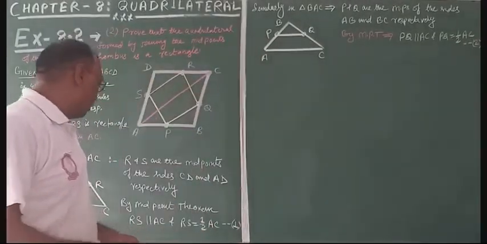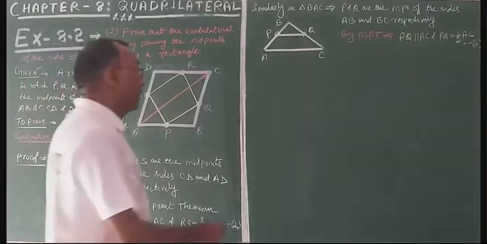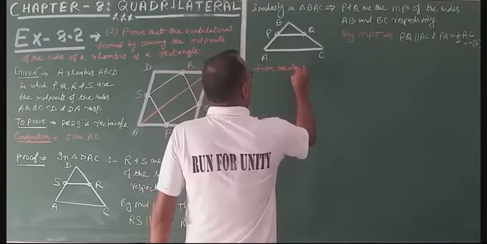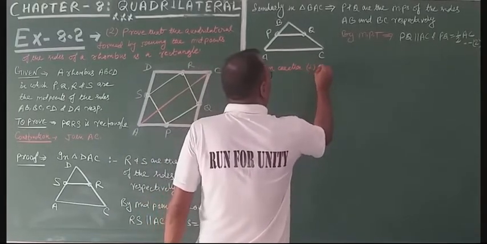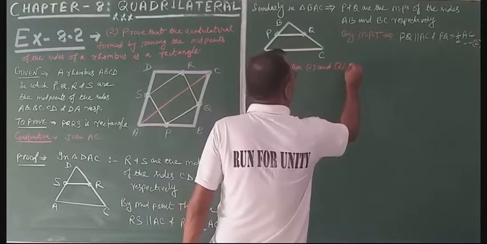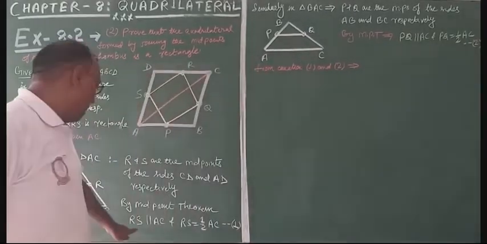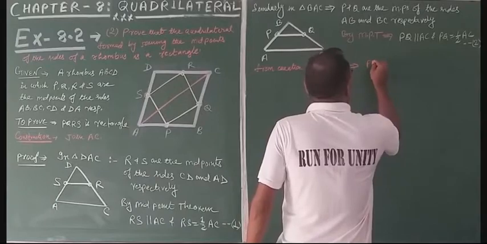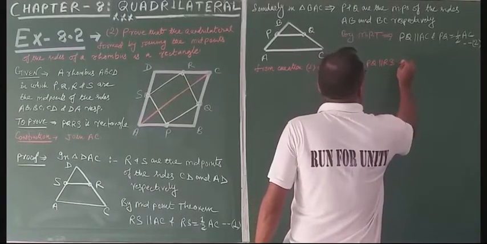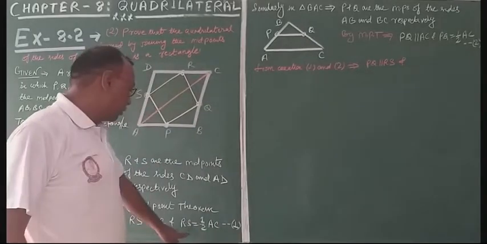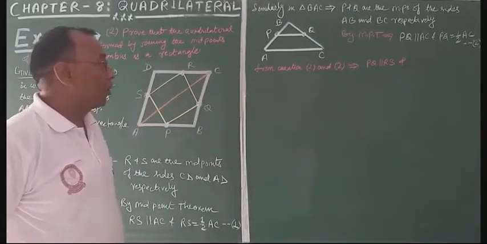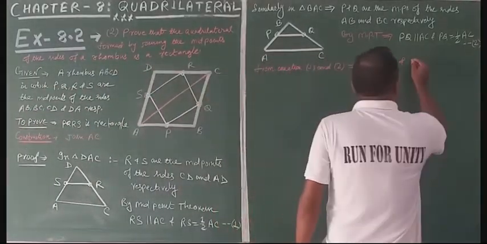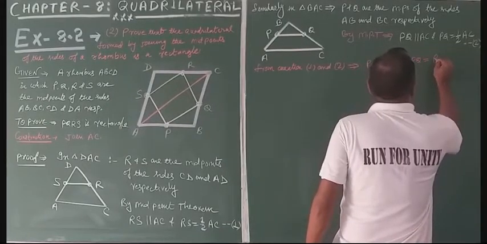Now just look at equation number 1 and equation number 2. From equations 1 and 2, RS is parallel to AC and PQ is parallel to AC. It means PQ is parallel to RS. RS is equal to 1/2 AC and PQ is equal to 1/2 AC. The right hand sides are equal, so PQ is equal to RS.